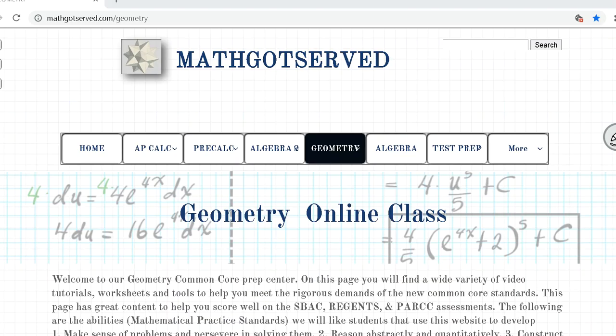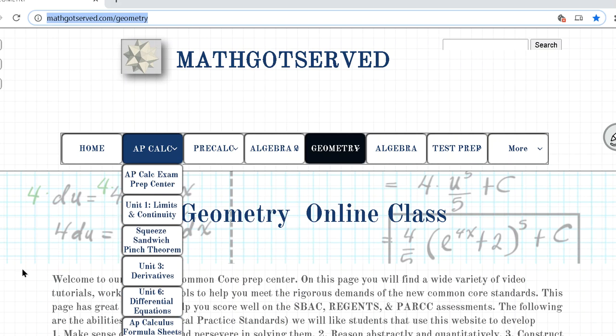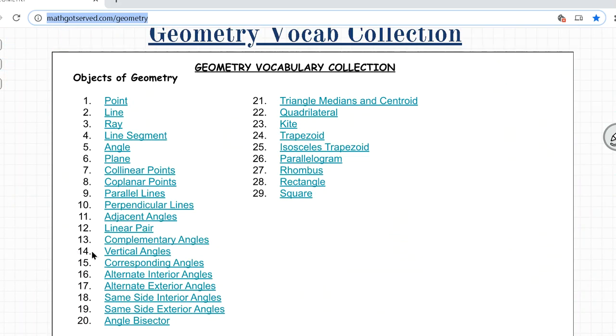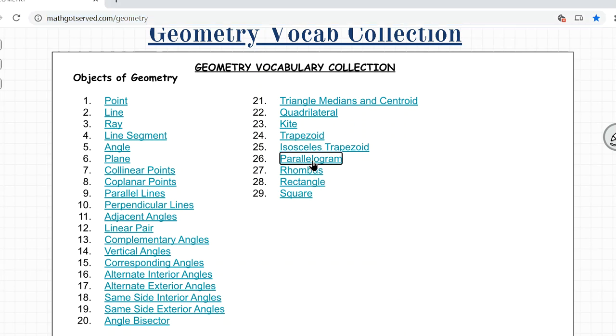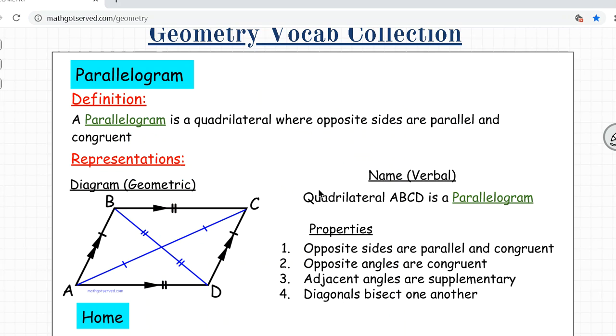Alrighty, there are 2 properties of parallelograms that we're going to be using, actually 3, to solve the problems in today's presentation. So to take a look at that, this is our website, mathgotserved.com/geometry. We're going to take a look at our vocab section. So let's take a look at what we are working on: parallelograms, formula number 26. These are the properties that we're working with today. All the quadrilaterals that we're working on are all parallelograms. That's the assumption.